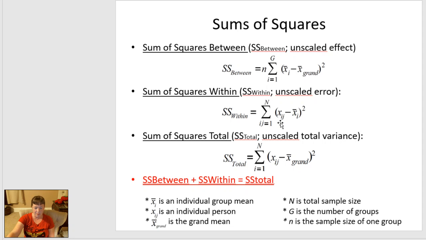So you're going to have all the people, x sub ij. x sub ij just stands for individual person, i, individual, in just one group, j. And you then compare that to their own subgroup average.